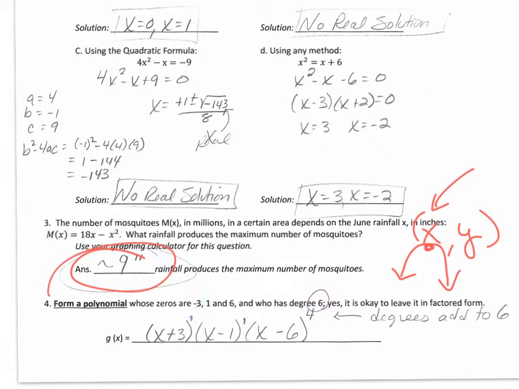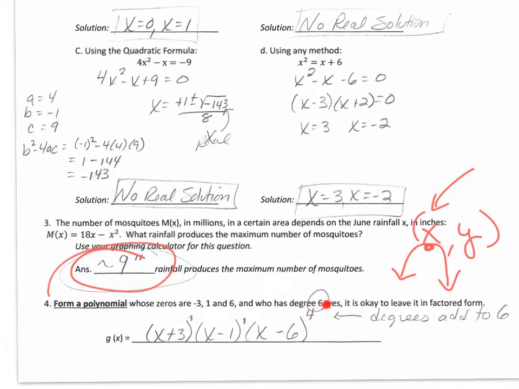Down here, when you pull those zeros off, it's saying can you go backwards and find those factors. So for negative 3, x minus the root gives you x plus 3. X minus the root for 1 gives you x minus 1. X minus the root for 6 gives you x minus 6.